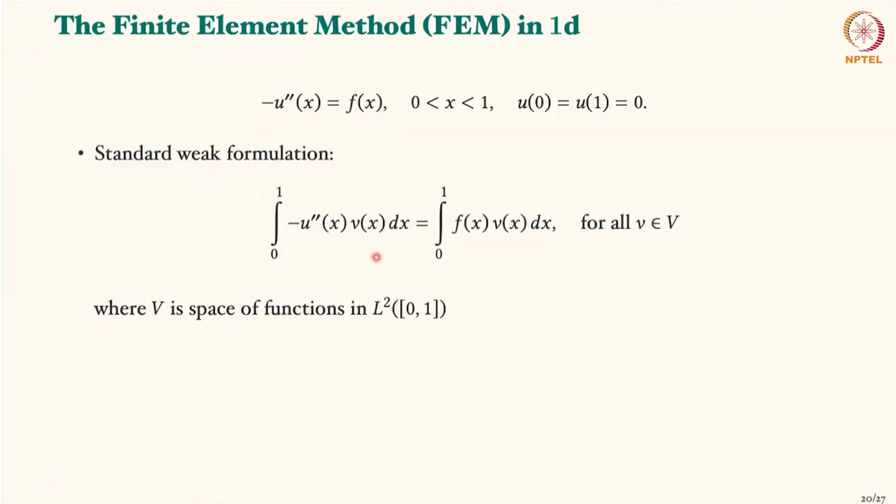I first multiply both sides by some arbitrary v of x coming from some function space that is yet undefined. Okay, here it is already defined. It's the function space of all L2 functions on 0, 1. So what I've done is I've taken minus u double dash x equals f of x, the minus sign is always there, and written it down as minus u double dash x times v of x equals f of x times v of x. If v is not 0, this equation makes sense. And then I'm integrating it from 0 to 1. That's what I've done. This is called the weak formulation.